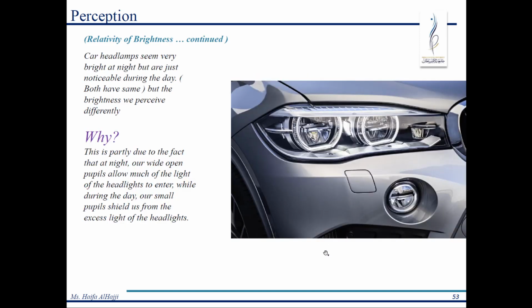This is another phenomenon, actually the same relativity of brightness. This applies to car lights. For example, during the day, when you turn the car lights on, sometimes you can't see them because you relate them to the brightness of the sky, which is very bright. At night, because there's no light coming from the sky or the environment, the light looks very bright relatively, and my eyes will pick it up.